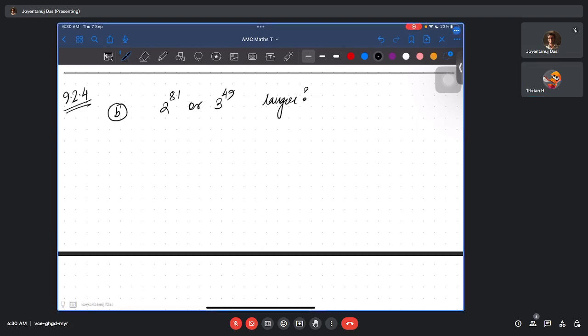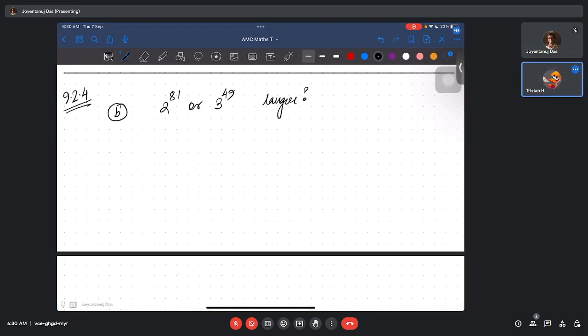Any idea? No. The thing is, one hint I can give is that neither can we make the base the same, nor can we make the power the same, right?